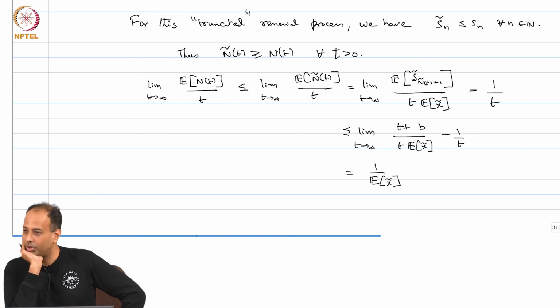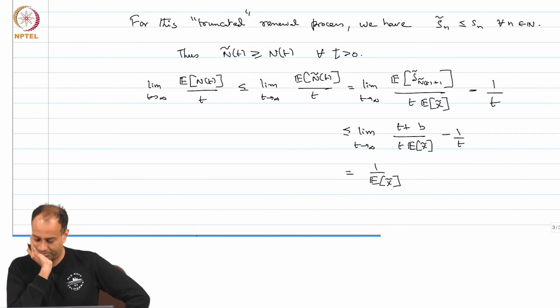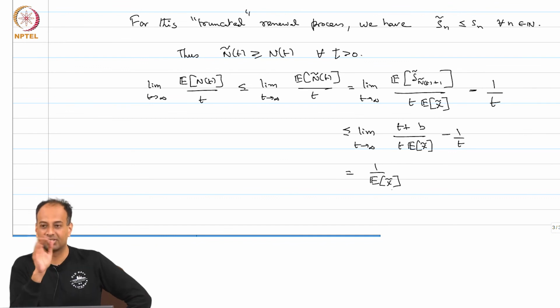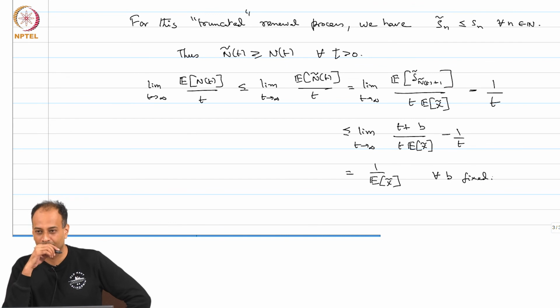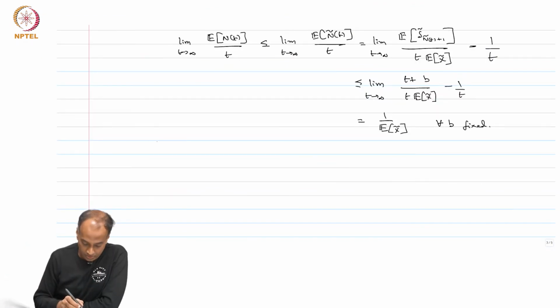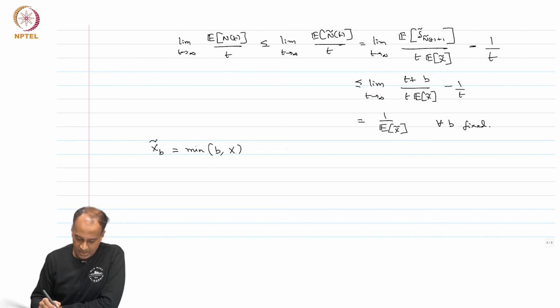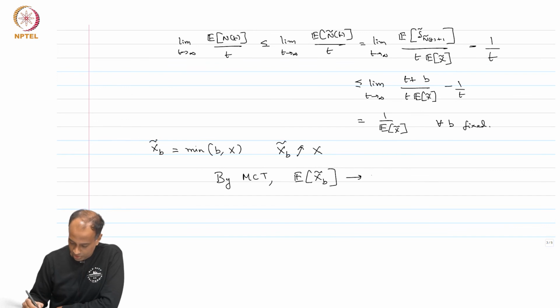So, I have an upper bound of 1 over expectation of X tilde. B is fixed; this is true for all B fixed. So, this much you will agree. Now, it is useful to think of this X tilde as being indexed by B. Basically, X tilde B is just minimum of B and X, and as B increases, X tilde B increases monotonically to X. So, by the monotone convergence theorem, we can assert that expectation of X tilde B converges to expectation of X as B tends to infinity.